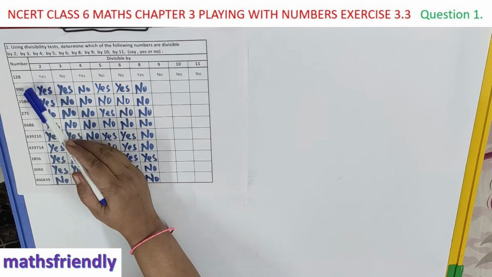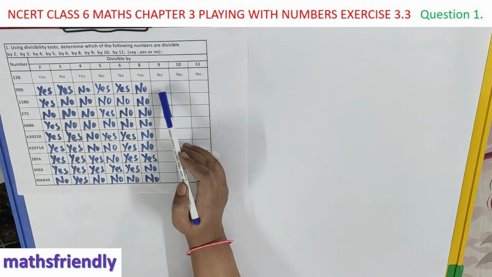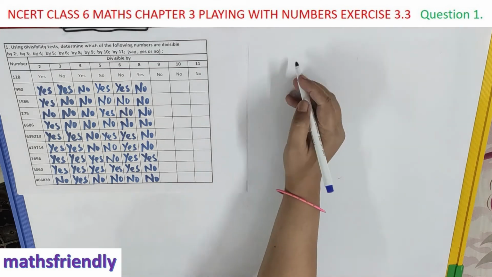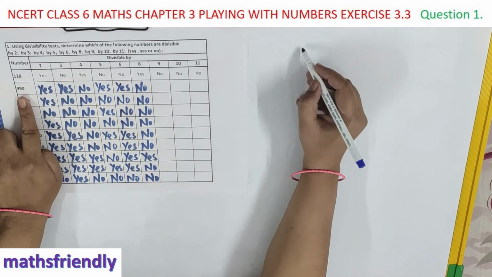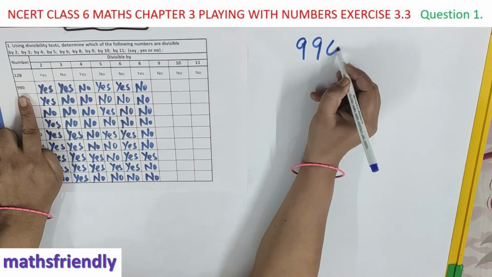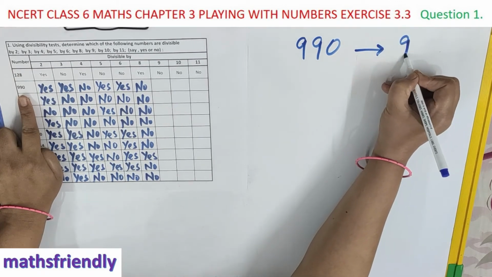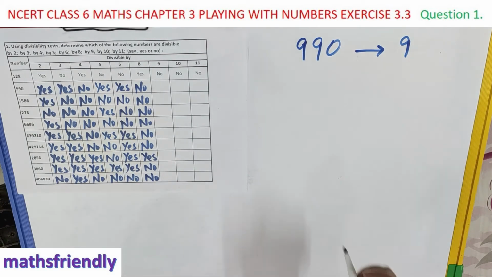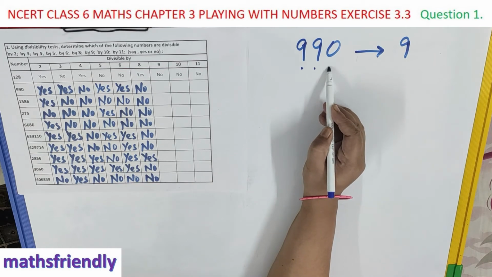Now we have to find whether these given numbers are divisible by 9 or not. So for that we have to learn the divisibility test for 9. So what is that? See, let us take the first number, that is 990. This number is divisible by 9 or not, we have to check. So how to test that? We have to add the digits of the number.